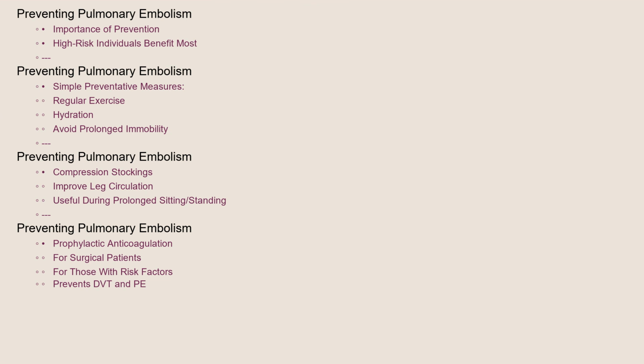Preventing PE is crucial, especially for individuals at high risk. Simple measures like regular exercise, staying hydrated, and avoiding prolonged immobility can help. Compression stockings can improve circulation in the legs, particularly during long periods of sitting or standing. For individuals undergoing surgery or with other risk factors, prophylactic anticoagulation may be recommended to prevent DVT and subsequent PE.